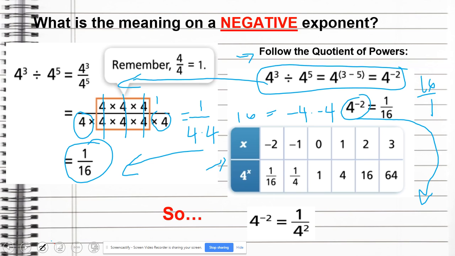Okay, we have -2, and then we have 1/16. -1, 1/4, 0, 1. Think of this as your input, your output, right? So if this is my rule, 4 to the x, 4 to the negative second is going to give me 1/16, 4 to the negative first, 1/4, 4 to the 0 power, anything to the 0 power is 1, 4 to the first is 4, 4 to the second is 16, and 4 to the third is 64. The same premise as what we were talking about with our powers of 10. Okay, so 4 to the negative second equals 1 over 4 to the second.